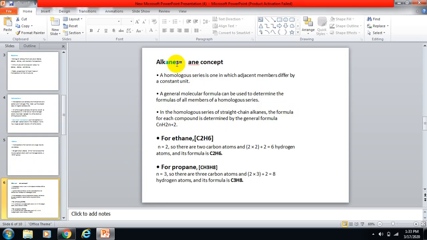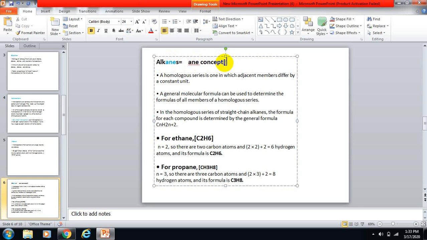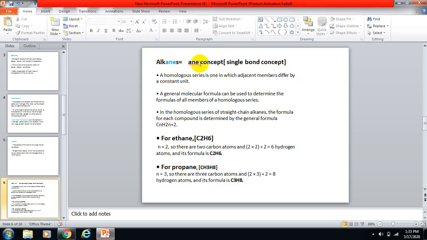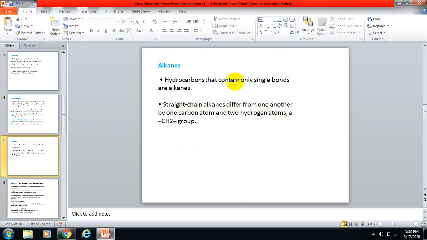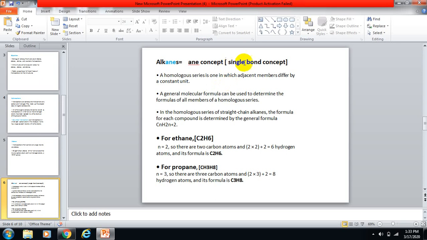Alkanes, A-N-E. This is why I am mentioning A-N-E again and again. What does the A-N-E concept mean? A single bond. Let me title this for you: single bond concept. Are you getting the idea? Alkanes, A-N-E concept, like single bond concept. Look at the previous slide: hydrocarbons that contain only single bonds. So here, single bond concept.